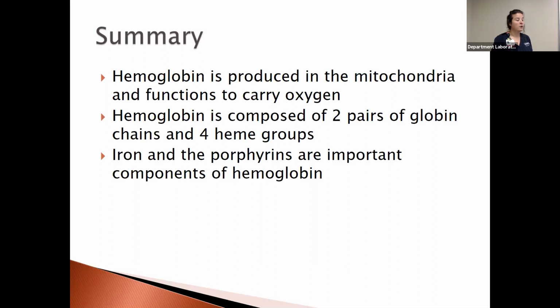Okay, so we have built our iron and we have our protoporphyrin ring 9, so we actually have our heme of the hemoglobin molecule. All right, so the only thing missing is our globin chains, which we're going to talk about in the next lecture.